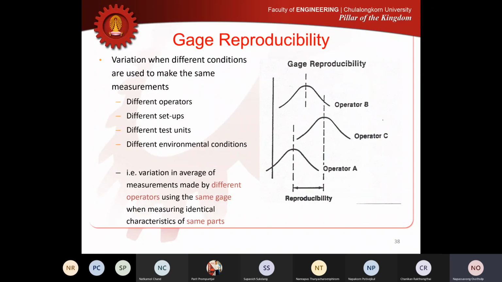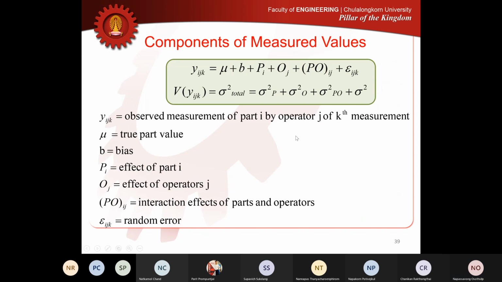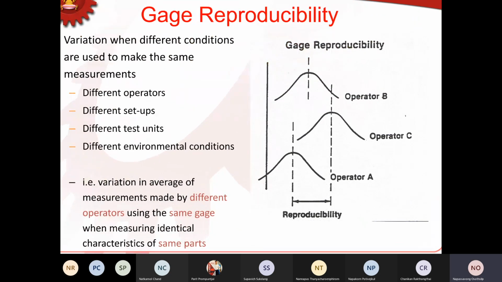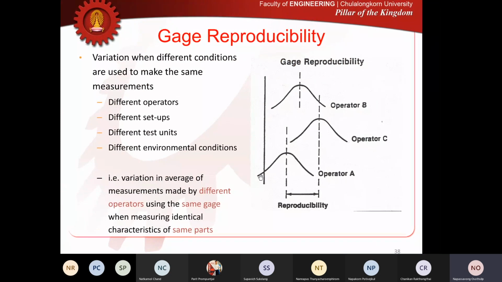Okay, so this line shows you the concept of variation regarding reproducibility. That means if we have 3 operators, like in this case A, B, C, and we ask each one of them to measure the same part several times. So we look at operator A, and there is the distribution, or the variation.